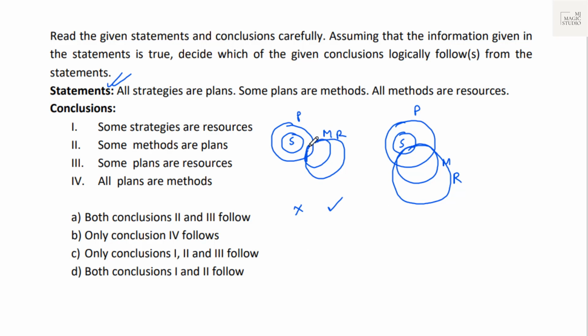Some methods are plans. We can see that here in Venn diagram 1, and here also some methods are plans. Both follow. Some plans are resources. We can see some plans are resources in the first Venn diagram, and it is also correct in the second Venn diagram. All plans are methods. It is not necessary, neither in the first one nor in the second one. So we can see that conclusions 2 and 3 follow for sure, and that is in option A.